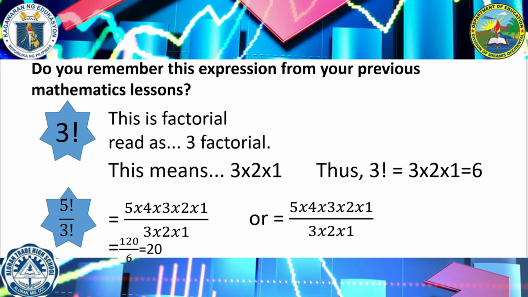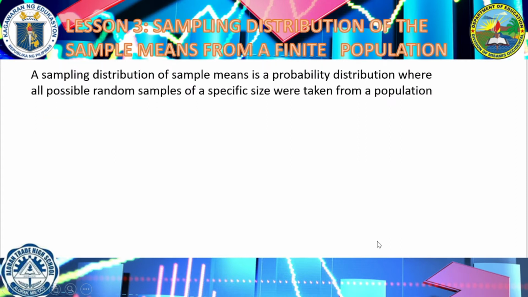Or, after we expand the numerator and denominator, we take a look at the common factors. This happens to be 3 times 2 times 1, which is common between the numerator and denominator. We apply cancellation. After we cancel them out, what is left in the numerator is 5 times 4, and in the denominator, we have 1. Therefore, 20 divided by 1 is 20. So we have the same answer but a different way of solving. You may use any method convenient for you.